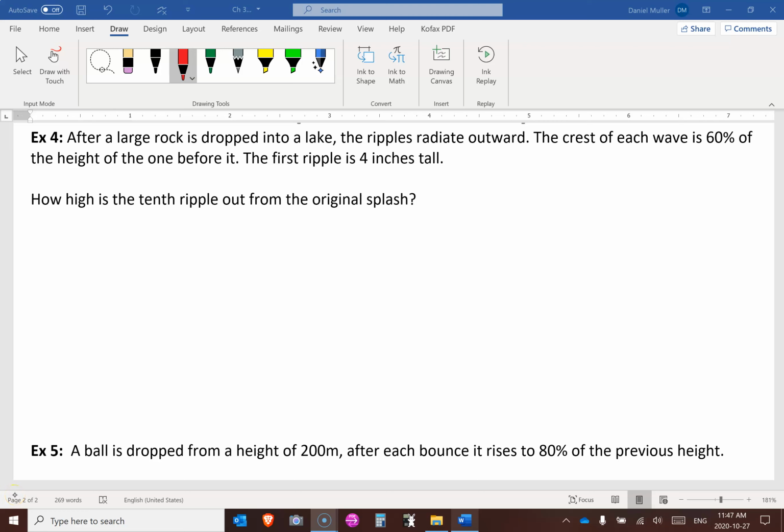After a large rock is dropped into a lake, the ripples radiate outwards. The crest of each wave is 60% of the height of the one before it, and the first height is 4 inches. What is the height of the 10th ripple, knowing that the first one is 4 and that each one after that is 60% of the height?